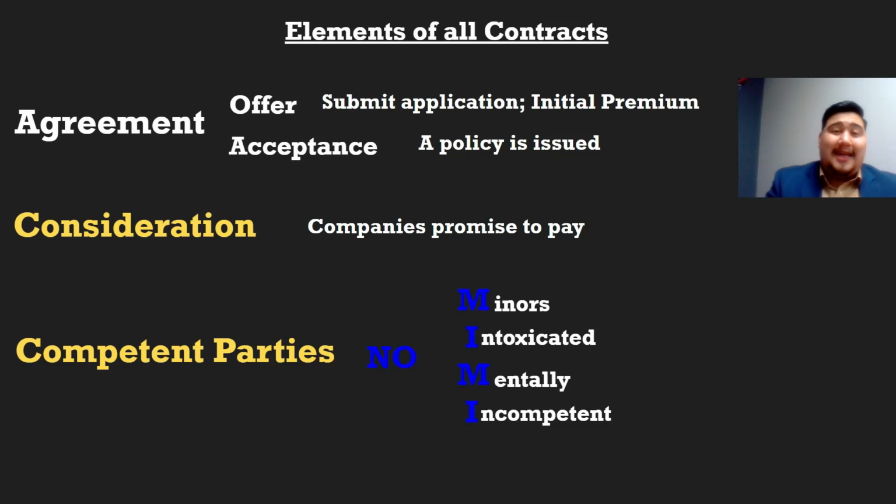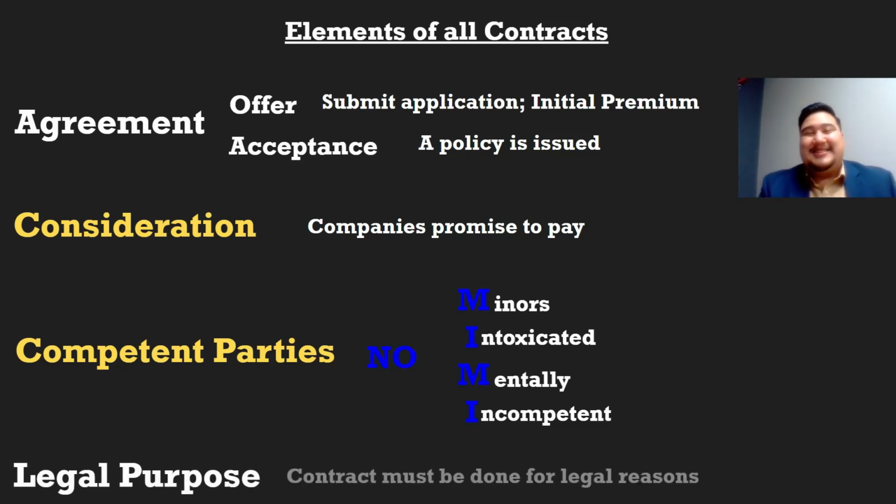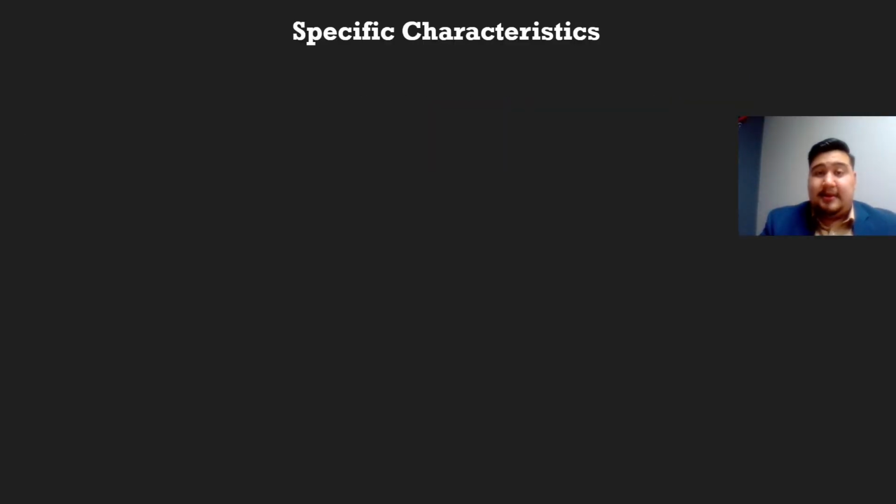Okay, and the last one, the most obvious one, legal purpose. So what does that mean? You're forming a contract for legal reasons. I cannot have somebody sign a contract to, let's say, become a hitman, a hit woman, to take somebody out, and they decide to back out. I can't sue them. Why? Because we formed a contract for illegal reasons. It always has to be for legal reasons that you're filling out the contract. So now that we're done with the elements that every single contract needs to have, let's talk about the different characteristics of a contract.